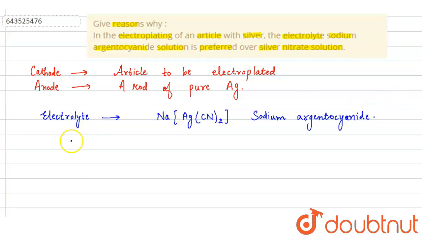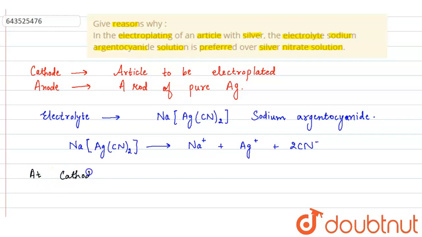Now, what happens? This sodium argentocyanide, that is NaAg(CN)2, dissociates to form Na+ plus Ag+ plus 2 CN- ions. Right, so this silver ion migrates towards the cathode and gets deposited there. So what happens at cathode? At cathode, deposition of silver takes place. The silver ion gains one electron and gets reduced to silver.